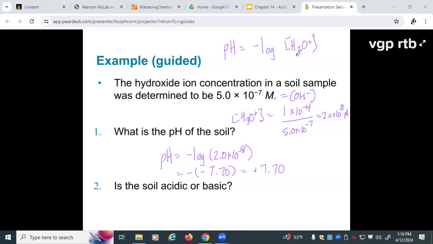Now, to answer the question about acidity, well, we could go 2 ways with this. The pH should tell us pretty directly. We know that pH values above 7 are basic, pH values below 7 are acidic. So this is above 7.